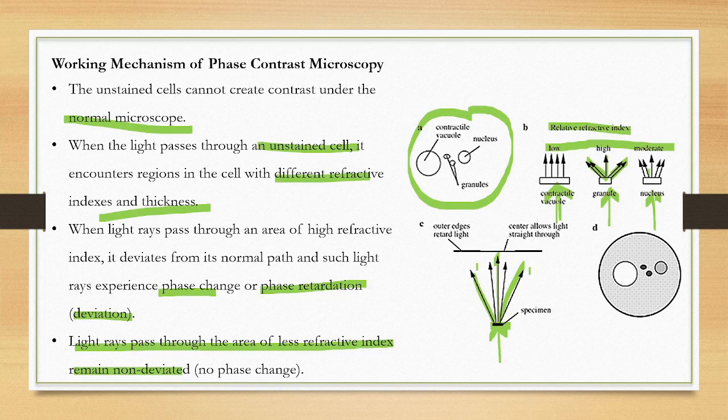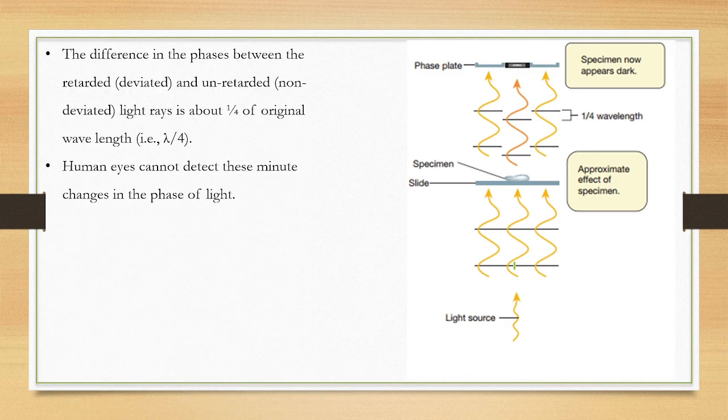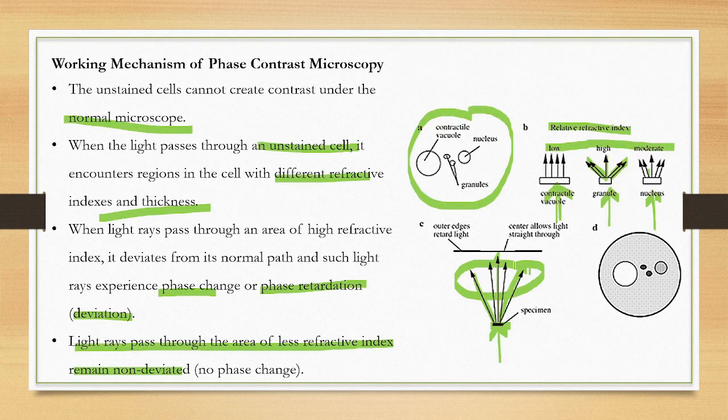And now this deviation cannot be viewed through the naked eye. These phase changes in the light rays have to be transformed into brightness, the intensity of light. So the final image is obtained like this. The granules appear dark in color, the nucleus in moderate dark color, and the contractile vacuole appears light in color. So this is the final image obtained through the phase contrast microscope.